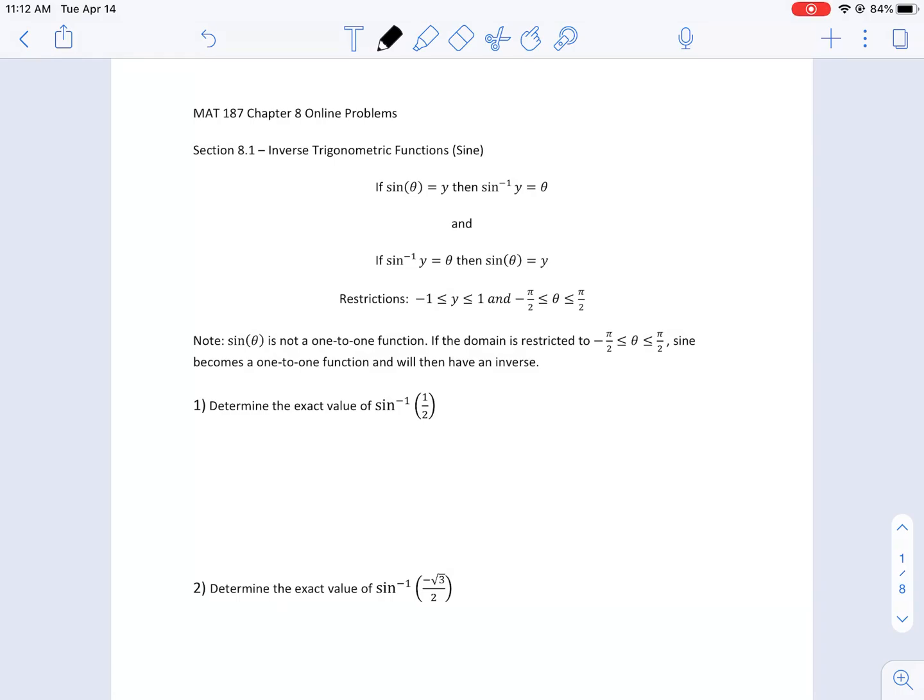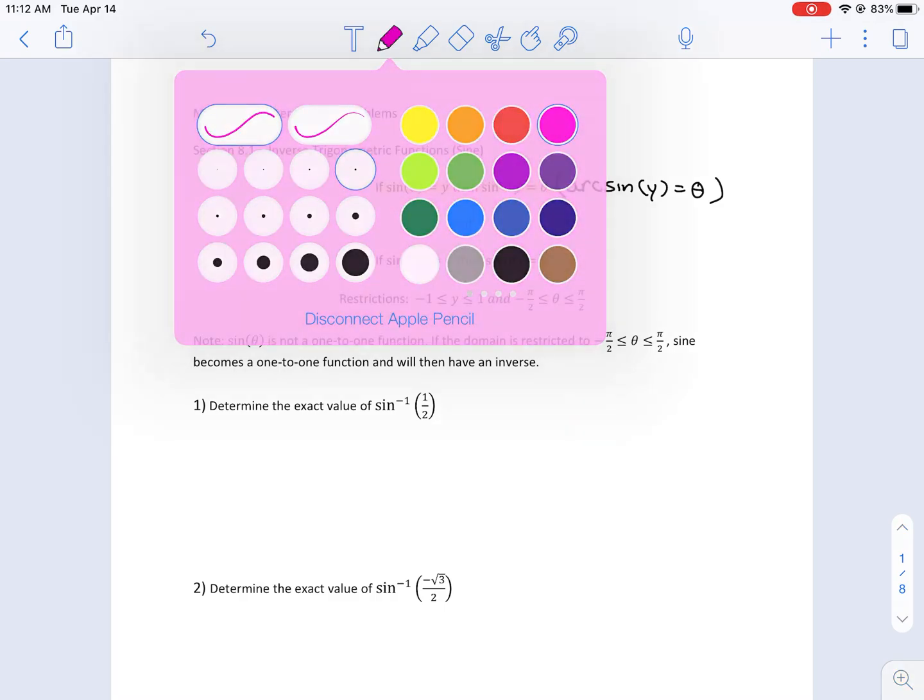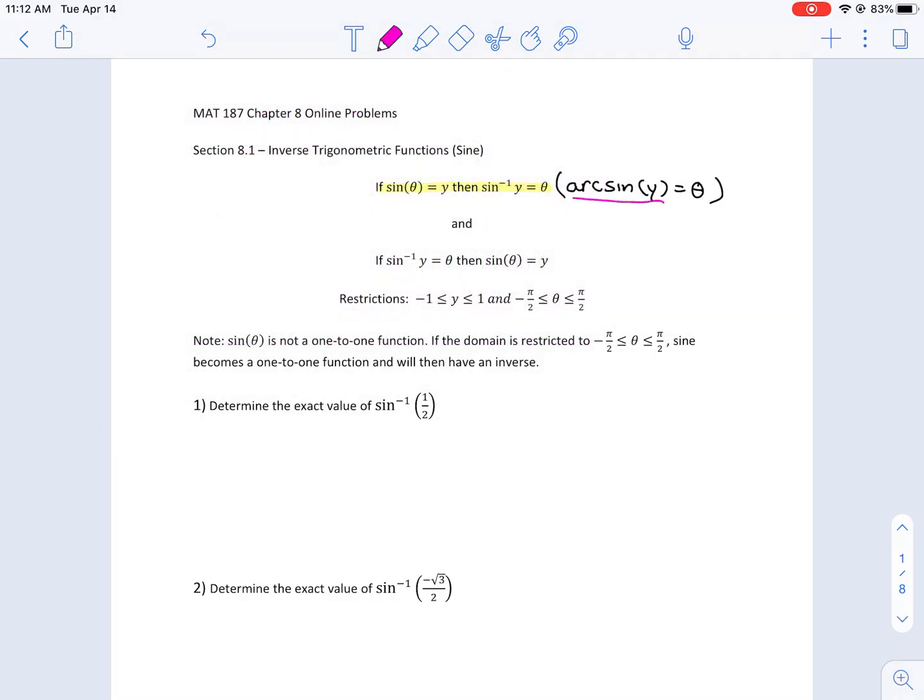All right, class, in this video I'll be doing the first three examples from section 8.1, inverse trigonometric functions, and we're going to focus solely on sine. The first statement reads, if sine of theta is equal to y, then inverse sine of y is equal to theta. And there's actually another way we can write inverse sine. It can be written as arc sine. So if you see arc sine of y or inverse sine of y, they mean exactly the same thing.